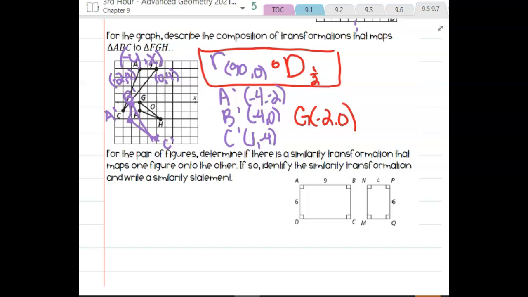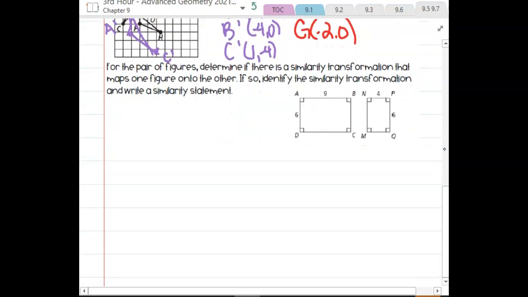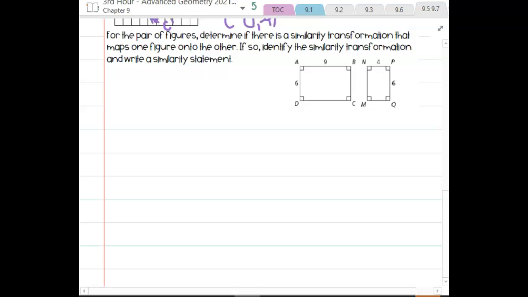Okay, and then last thing, we have these two images, not in a coordinate plane, but we want to do a couple of things. First, we want to decide if there is a similarity transformation, and if so, we're going to identify that similarity transformation and write a similarity statement. So first of all, I need to know if there is a similarity transformation, which means the figures would have to be similar figures. How are we going to know if two figures are similar or not?